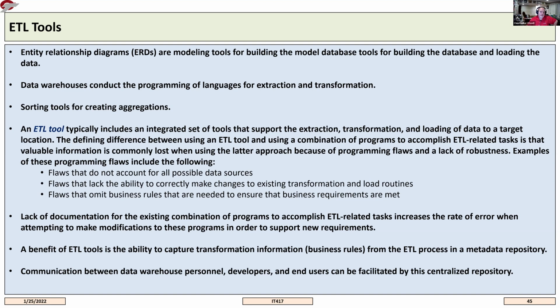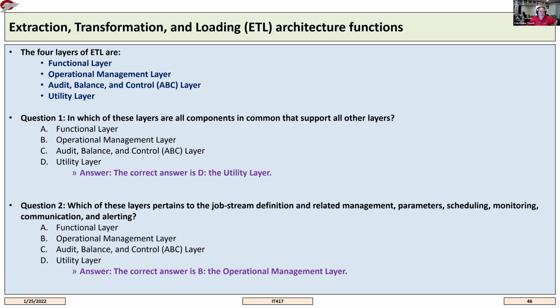So the benefits of this is the transformation from the ETL to a medium repository, such that you can then answer the questions, right? So there are 4 layers to the ETL process: the functional layer, the operational management, the audit, balance, control, and the utility. So the question is which of these layers are all components common to support all layers? The answer is the utility layer, which is what underlies basically your infrastructure layer of how to handle database capabilities and APIs and access to the data.